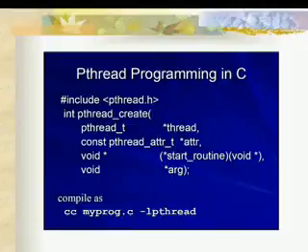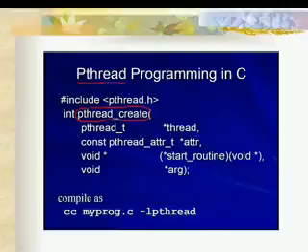Now let's talk about C threads. As in Java, C also has threads. To create a C thread, there is only one way, and that is by calling the pthread_create function. The pthread_create function creates a new thread in C.